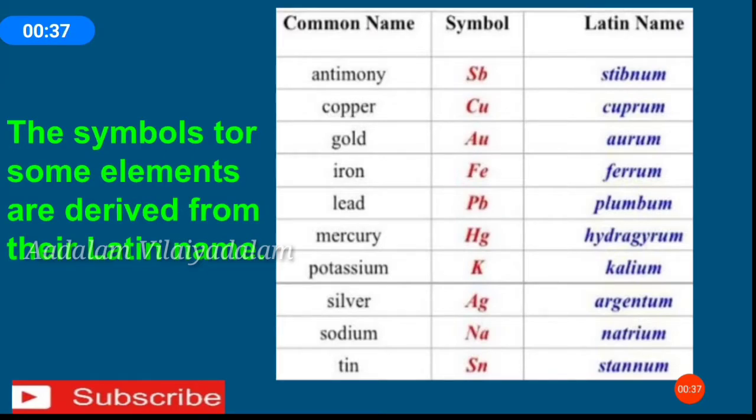Hydrargyrum. Potassium, K. Its Latin name is kalium. Silver symbol is Ag. Its Latin name is argentum. Sodium, Na. The Latin name is natrium. Tin, Sn. Its Latin name is stannum. So like this, the symbols for some elements are derived from their Latin names.